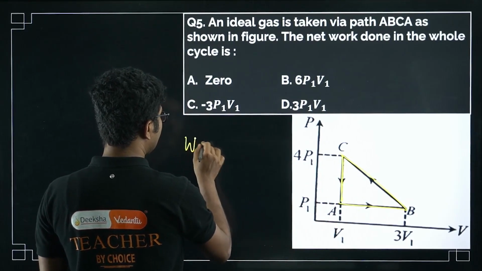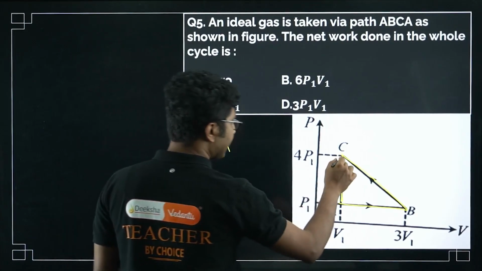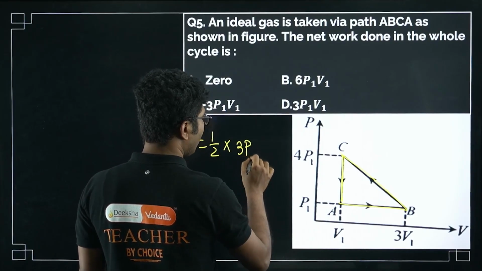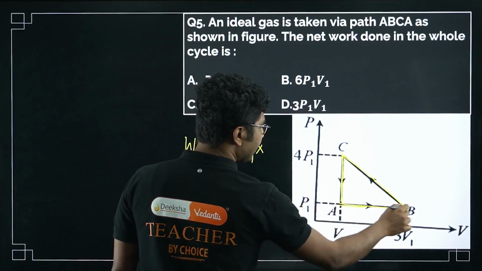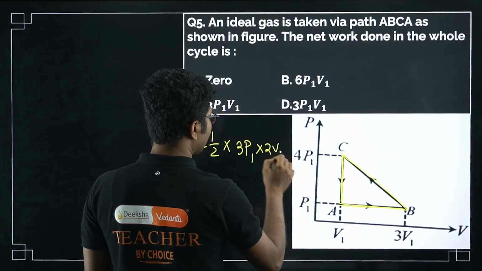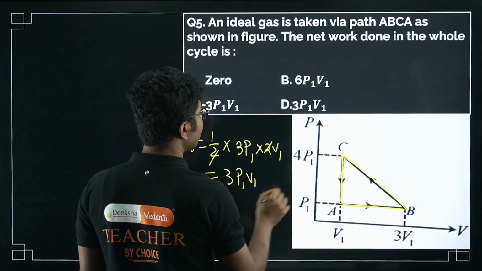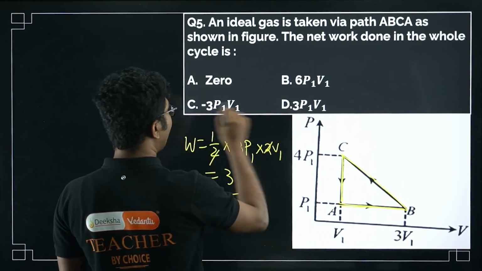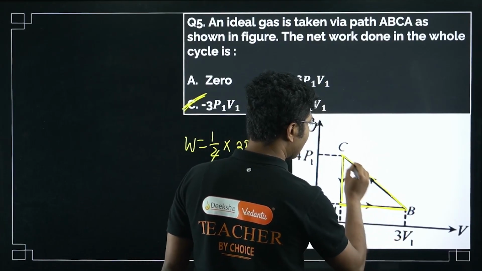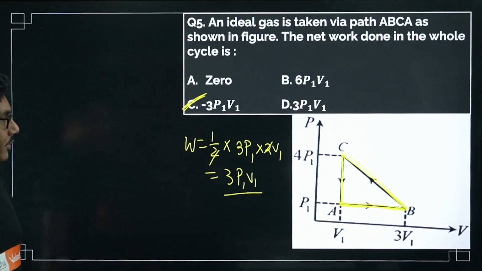Work done is basically half times height, which is 4 minus 1, that is 3p1, into change in volume, that is 3v1 minus v1, that is 2v1. So the work done is 3p1 v1. Sign is important, again it is an anti-clockwise direction, so anti-clockwise direction means it will be minus 3p1 v1.